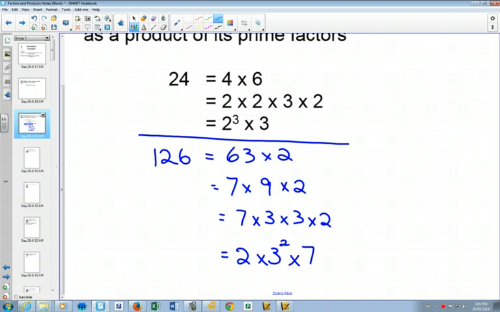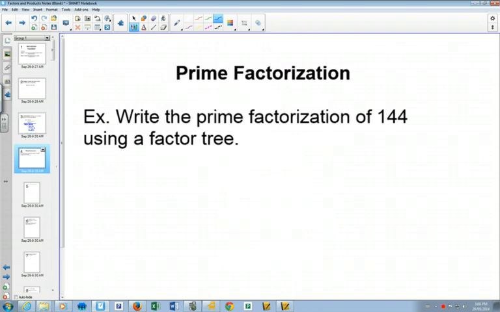This is one technique for doing it, just writing it out straight like this. Another technique, as we'll see in this example, is something called a factor tree. And then I'll show you another technique, just different ways of doing the same thing. And you can decide which one you like the best. This is what a factor tree looks like. And you may have done this in grade 9.